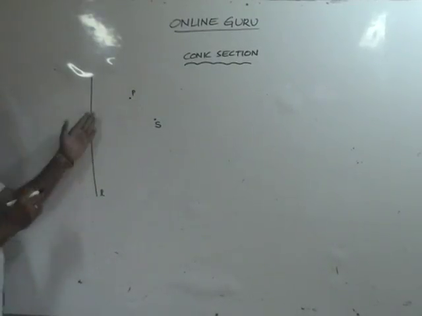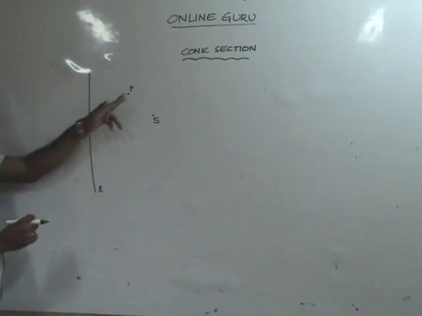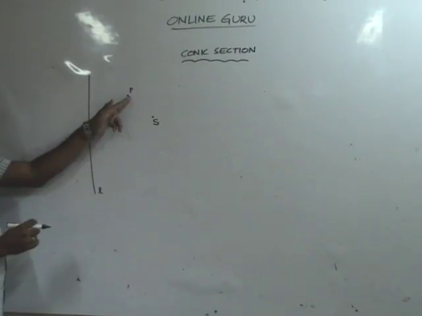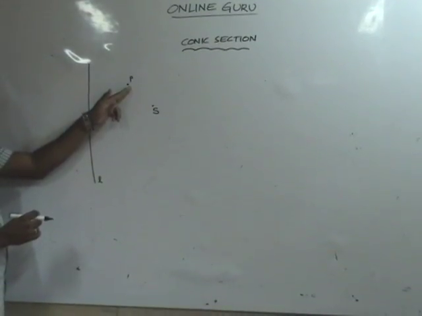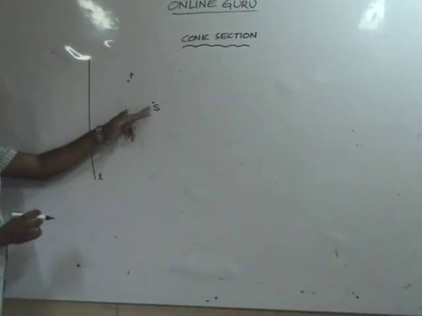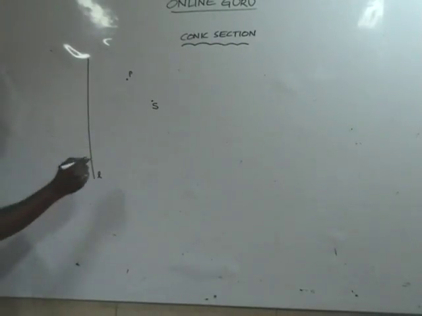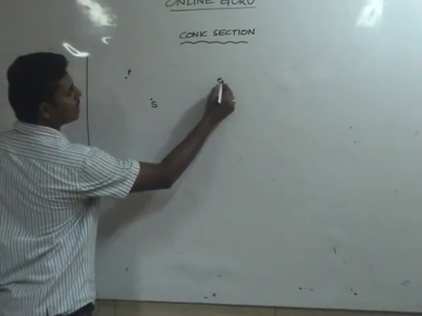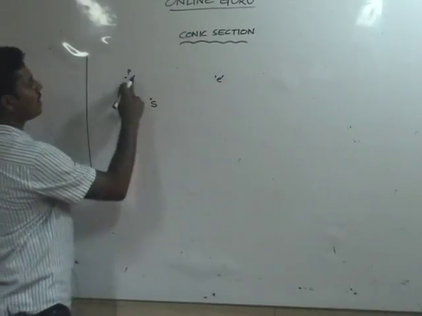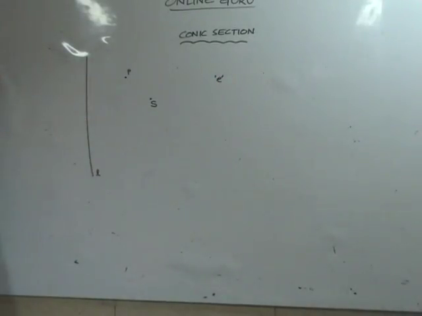Then what is the definition of the conic? The locus of the point P is such that its distances from the fixed point and the fixed line are in constant ratio, that is denoted by small e. Then the locus of this point is called a conic.